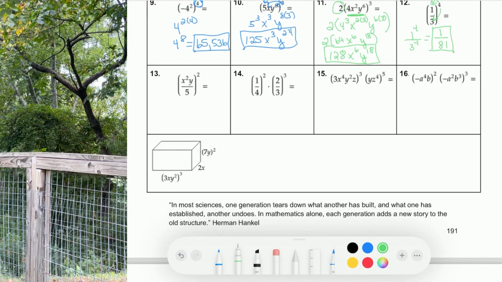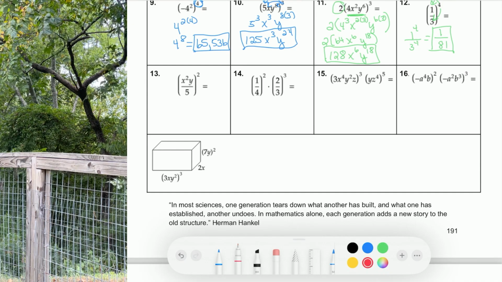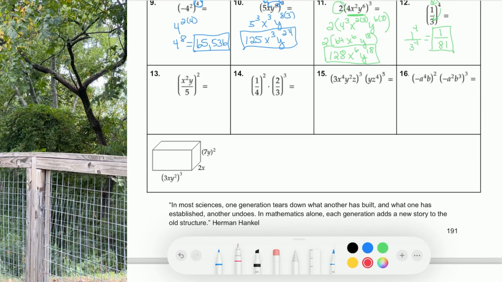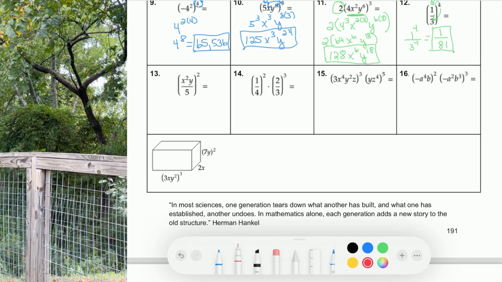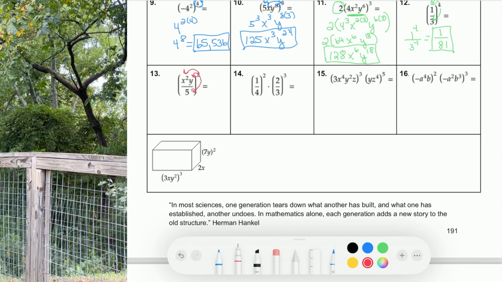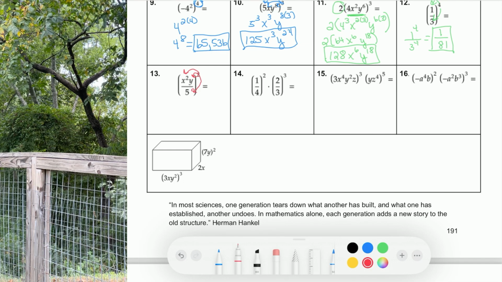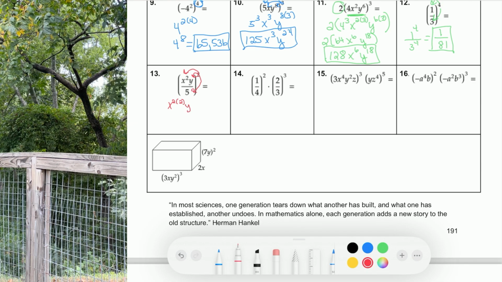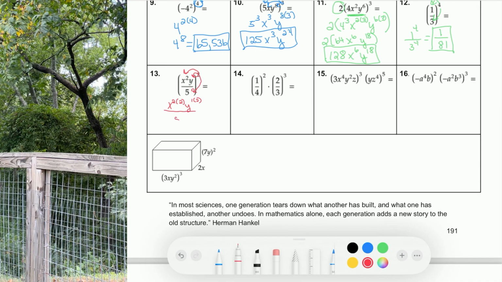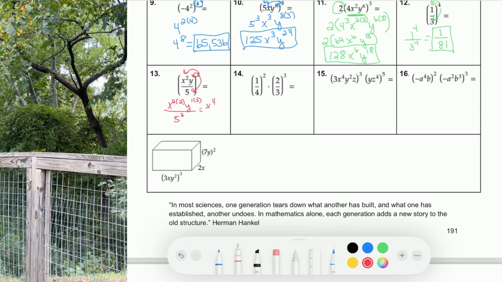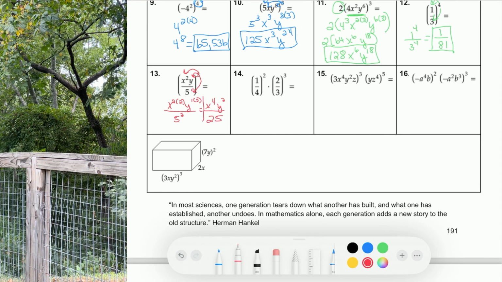Number 13. I have x squared y over 5 to the power of 2. Just like the last one, I need to distribute this power of 2 to everything in this parentheses. So I have x to the power of 2 times 2, y to the power of 1 times 2, right? It has that invisible 1, and then 5 to the power of 2. That's going to give me x to the power of 4, y to the power of 2, and then 5 squared is 25, because 5 times 5 is 25, and that is our answer.